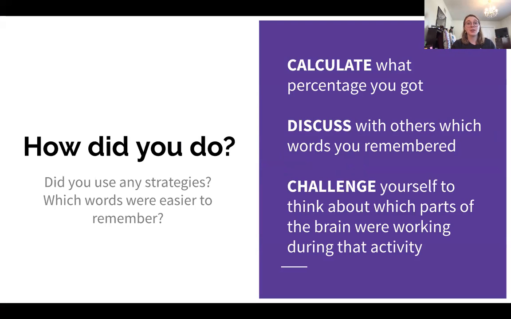Go ahead and discuss with others the words that you got right. Do you notice a pattern between any of the words you got correct? Did some of them have a personal significance to you? Maybe that's why you remember them more easily. And now really challenge yourself to think about all the different parts of your brain that are working to help you remember those words. And especially think, if you used a strategy, what parts of the brain are you engaging? If you used a mind palace, do you think you were using your hippocampus?